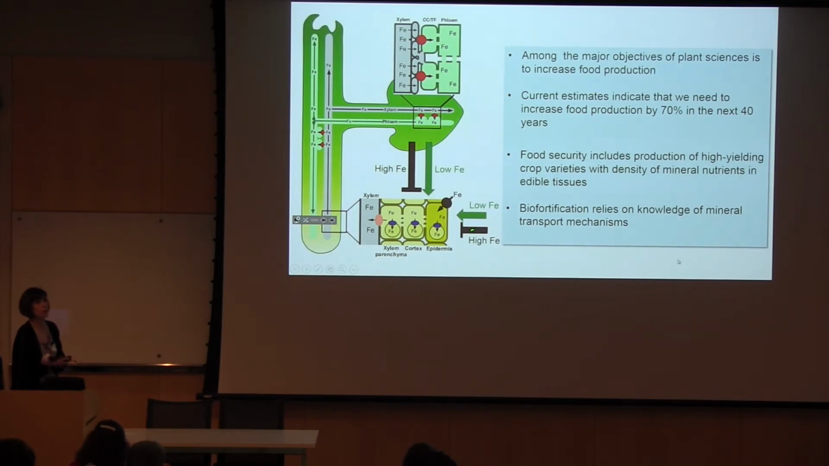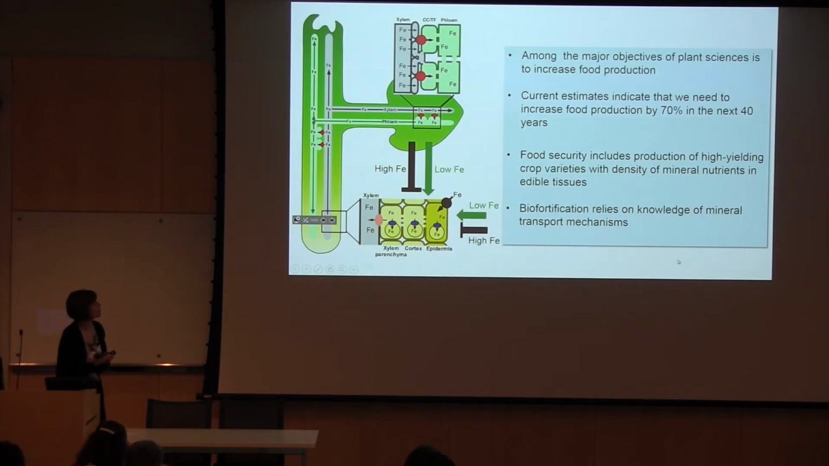So we need to know which transporters and which regulators of those transporters are responsible for moving elements under deficiency conditions from the soil into the root, how these elements are distributed in the plant body, loaded into the edible tissues, and how they are reabsorbed, for example, from leaves and moved to sinks such as seeds.